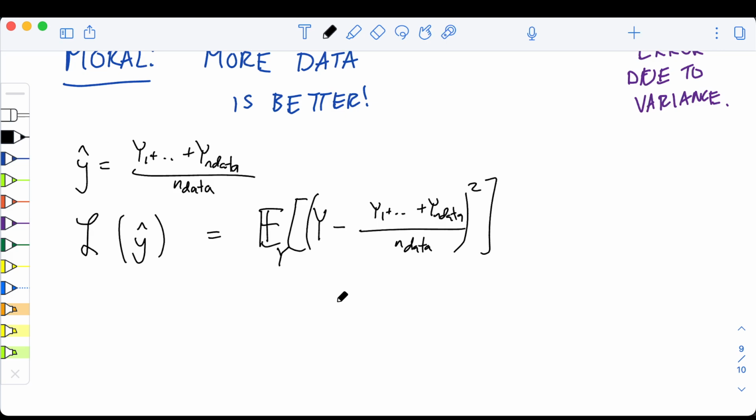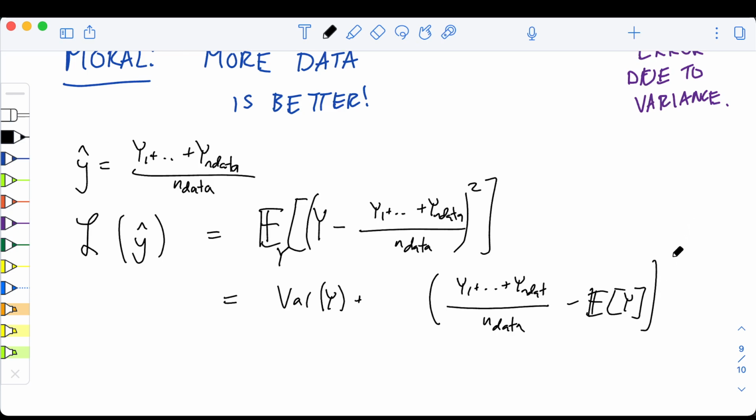But last class, at the end of the class, we did this manipulation and figured out that if you write this in vertex form, it is equal to the variance of y plus how far away things are from the true mean. So it's ((y1 plus dot dot dot plus y n data) divided by n data minus the expected value of y) squared. This is what we did last class, also the warm-up problem of this class. Okay, so that's the first thing. By the manipulations we did, you repeat them one more time exactly the same way, and you see that you want this thing to be as close as possible to the mean. If it was exactly equal to the mean, you would have the best possible thing. But because you only have n data points, you should not expect this to be exactly equal to the mean.